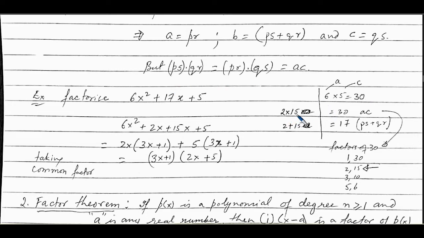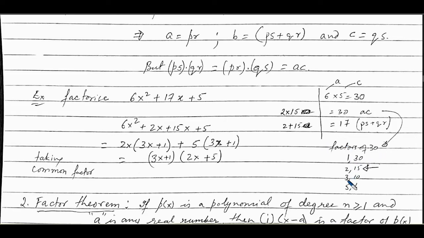And I know that I factorize this 2 into 15. This 30 I can write as 2 into 15. So I know that 2 plus 15 is 17. Okay, I have written here AC, this PS plus QR. Okay, this is 17.